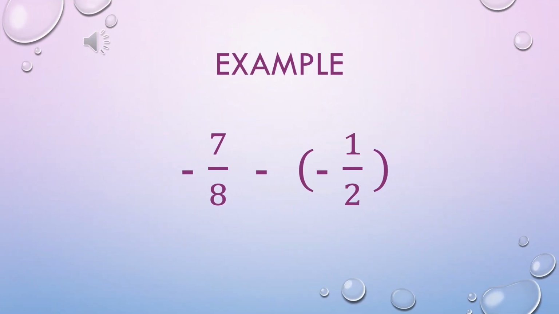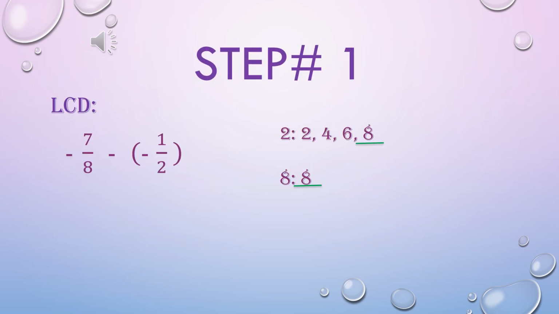Let's go to your second example. The numbers are negative 7/8 minus negative 1/2. The first thing you need to do is look for the LCD, the least common denominator, between 8 and 2. Remember, you have to do a list with your multiples. 2 times 1, 2, 2 times 2, 4, 2 times 3, 6, and 2 times 4, 8. And 8 times 1, 8. Remember that your least common denominator is the first number that you have in common between the two lists.